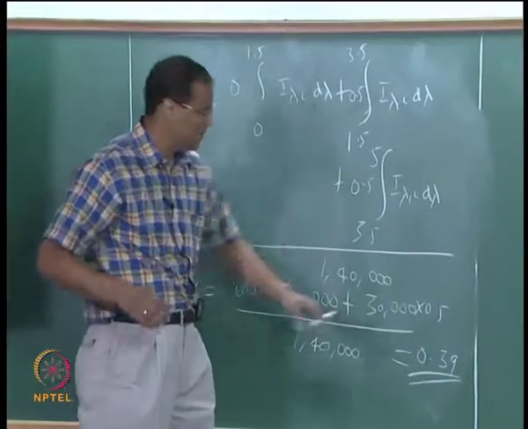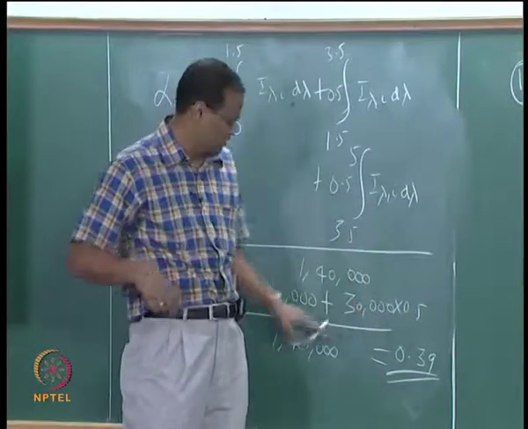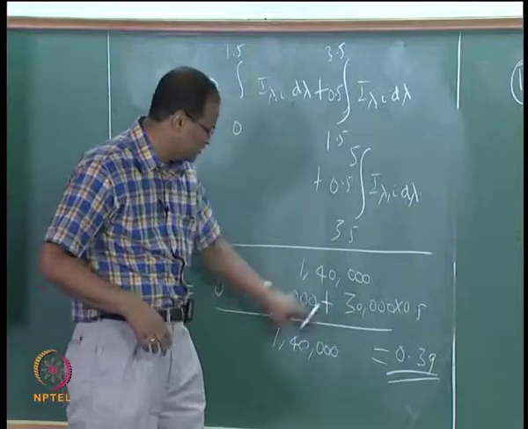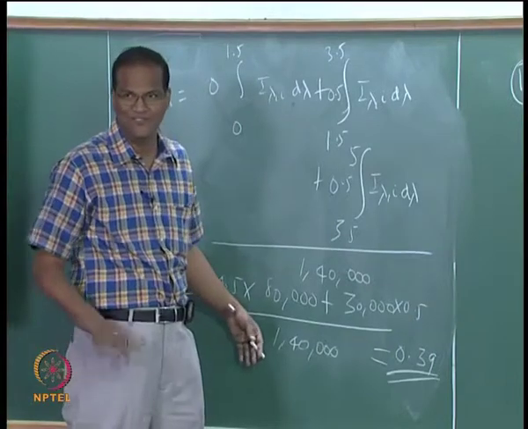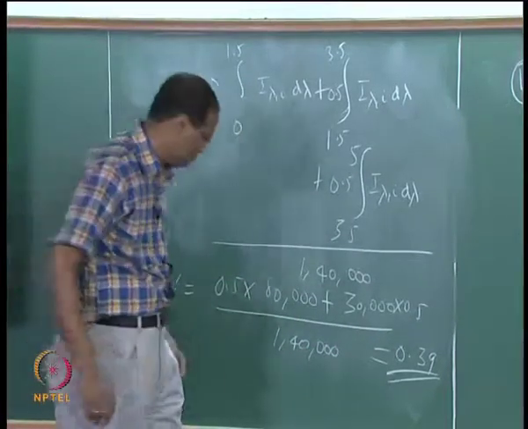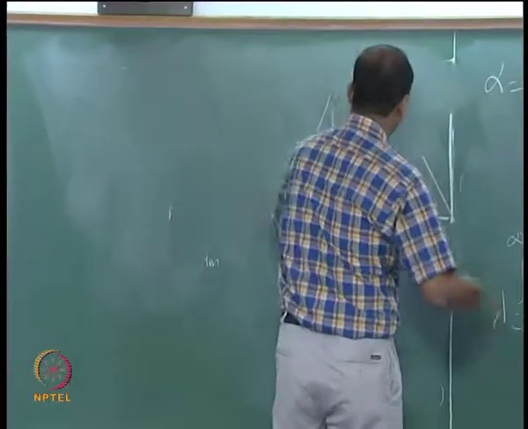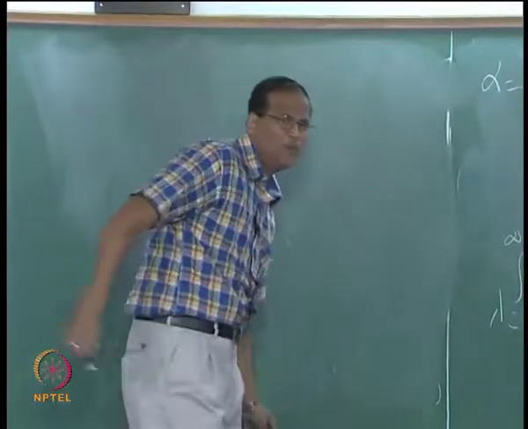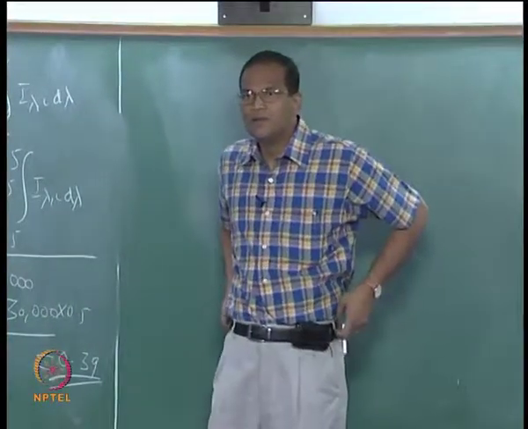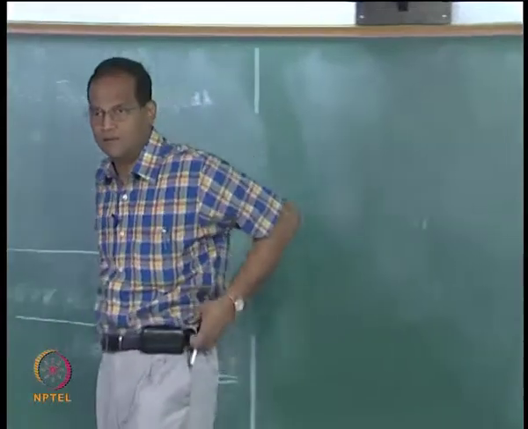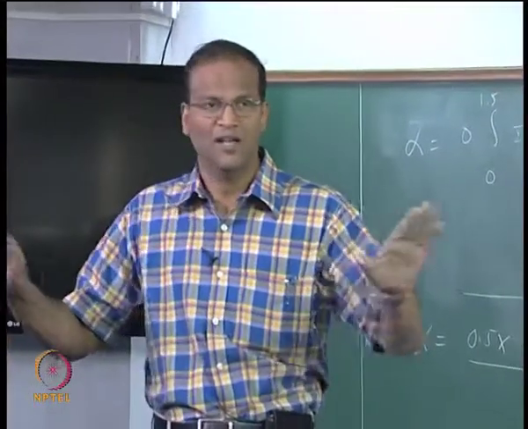Suppose we were not to have this, then after all this I would get 40,000 plus 30,000 divided by 140,000, which is 0.5. What a silly answer, because we started with 0.5. Okay, alpha equal to 0.39. Now what should be the reflectivity of this surface? 0.61. The hemispherical total reflectivity of the surface will be 0.61. Everybody is clear with this?